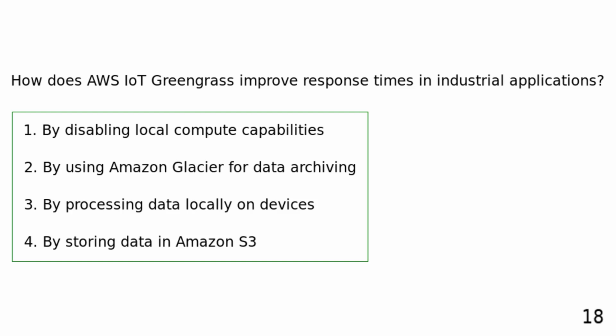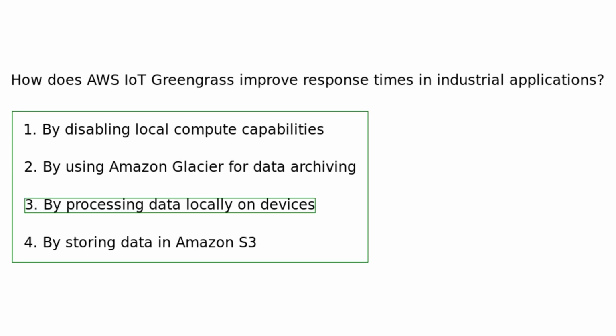How does AWS IoT Greengrass improve response times in industrial applications? By disabling local compute capabilities. By using Amazon Glacier for data archiving. By processing data locally on devices. By storing data in Amazon S3. Local data processing on devices reduces the latency, improving response times.